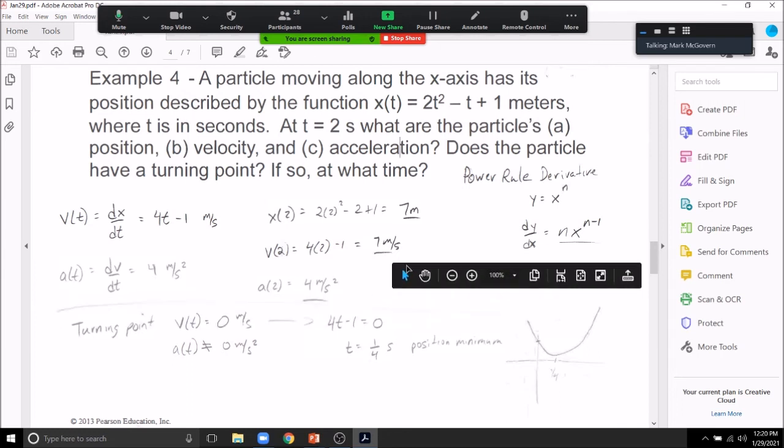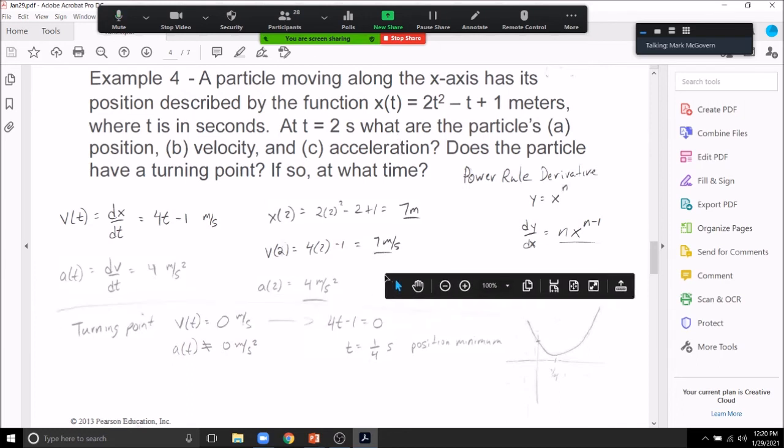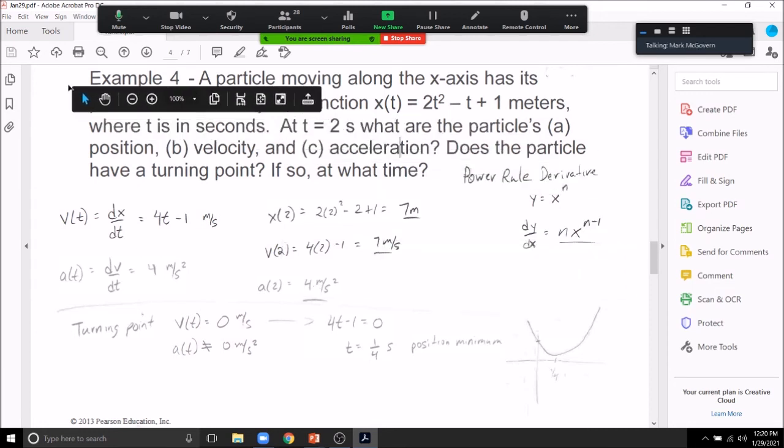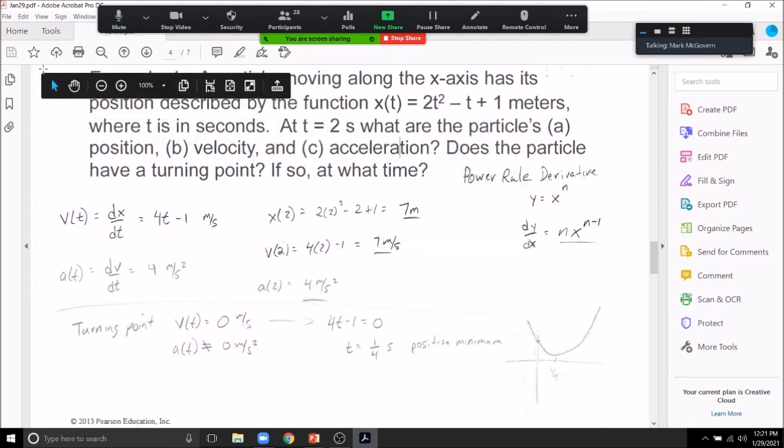It doesn't matter what time it is, the acceleration is always 4. If I plug in 2 seconds to my velocity equation, I get 7 meters per second, and then the acceleration, of course, is 4 meters per second squared. So those are the parameters, those are the position, velocity, acceleration at 2 seconds.